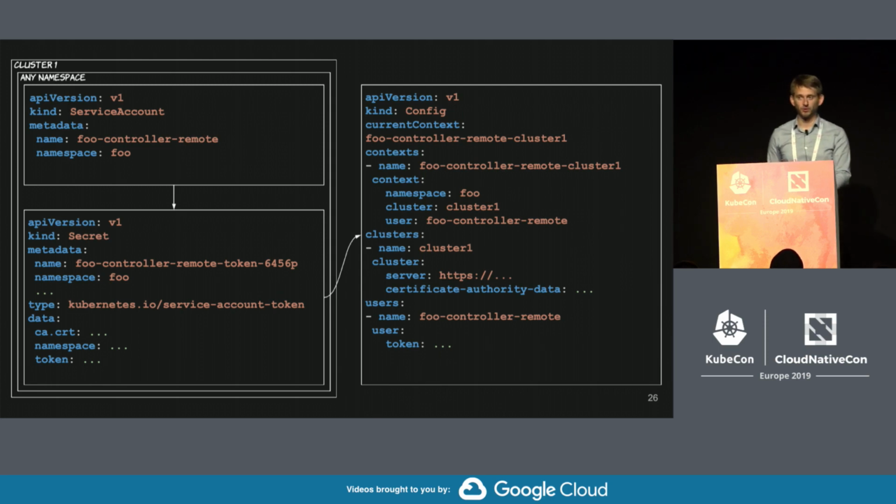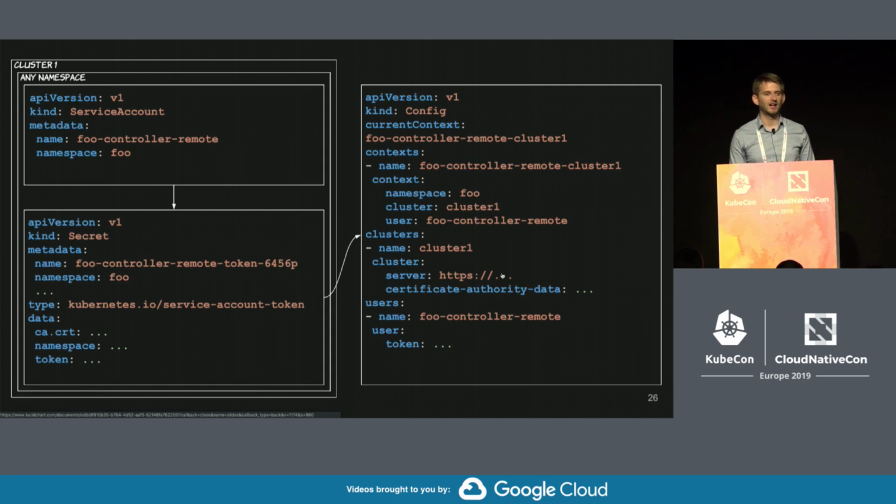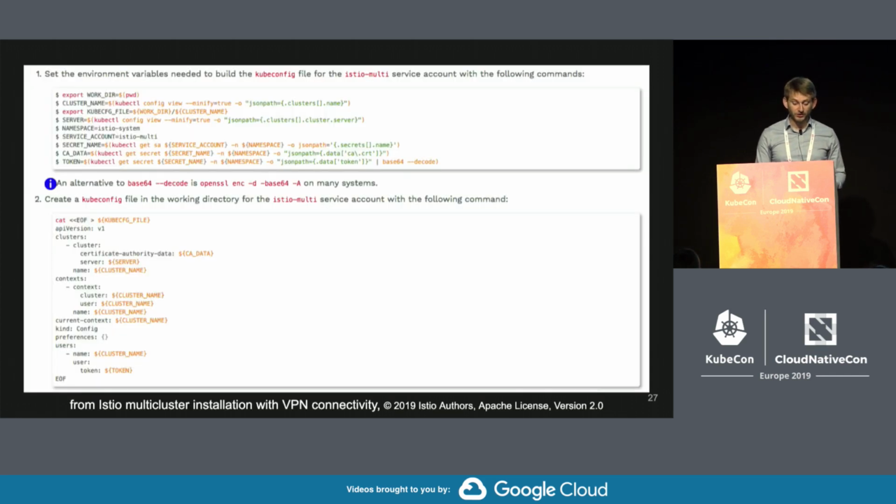And that is what people usually do when they do multi-cluster things. So you take that token, you put it here in the user, and then you take the Kubernetes API of that cluster and add some names to know where to find things, and then store that in a secret. So it's a bit of a pain, but it works.